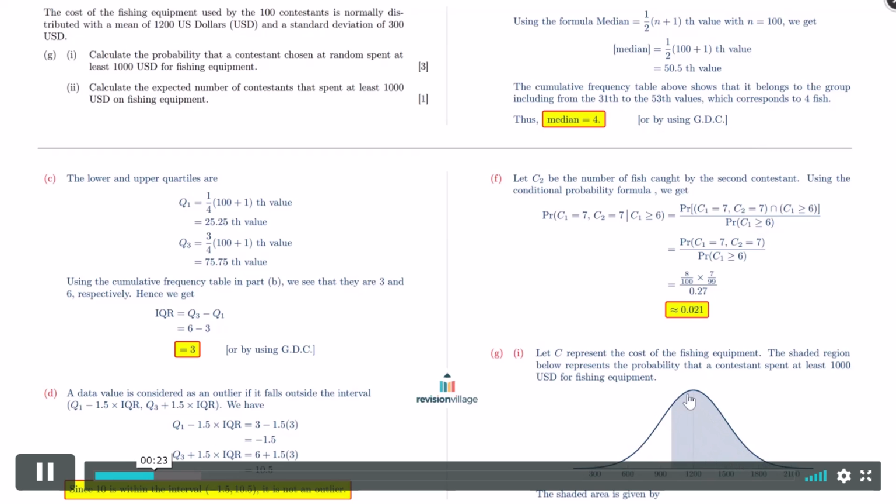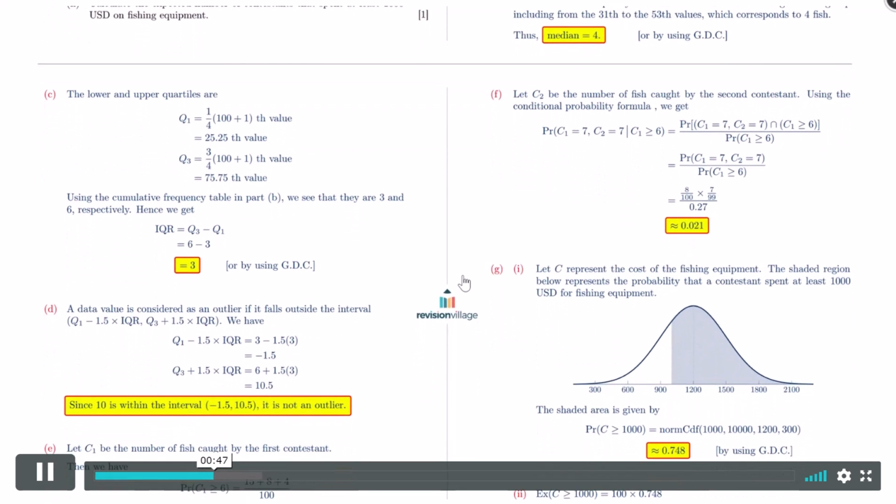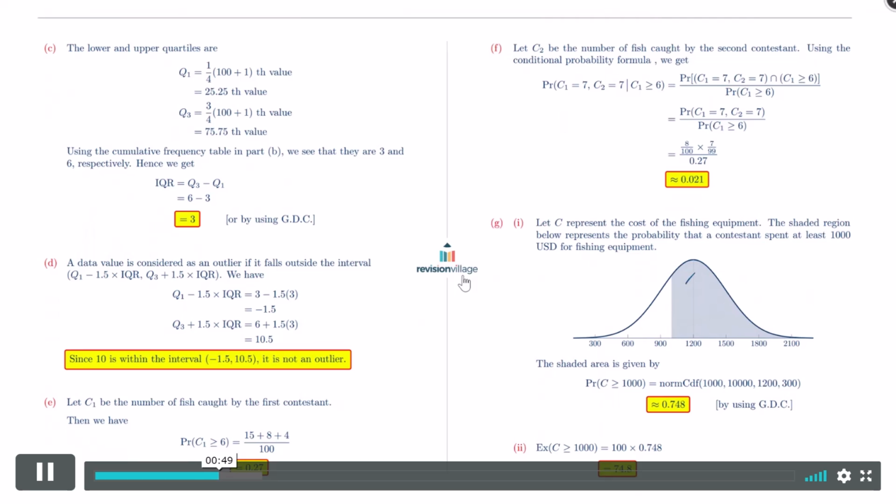So we have a mean, the center line here at 1200, and each standard deviation line is 300 above and below the mean, so 1500 and 900, and then 2 standard deviations will be 1800 and 600. Part 1 of part G says calculate the probability that a contestant chosen at random spent at least $1,000 US on the fishing equipment. That is represented in the shaded region here, all of which is spending over $1,000.